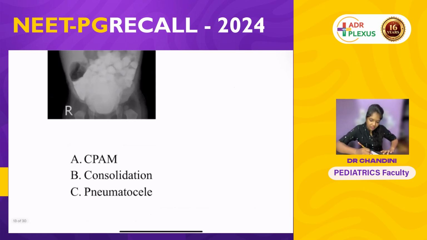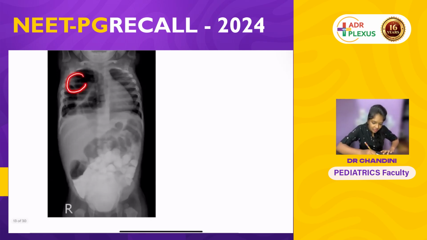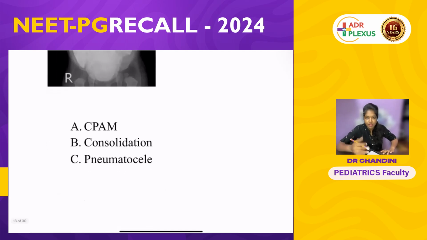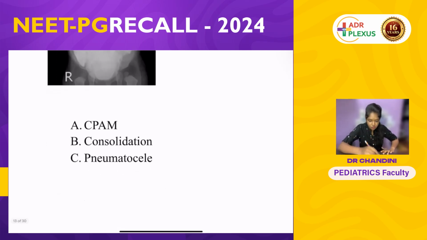The options were CPAM, consolidation, pneumatocele. This is not pneumatocele. Pneumatocele will be like a single cystic cavity. It is not going to have multiple air fluid levels, mediastinal shift and all. And they are going to have infection, not multiple episodes. So pneumatocele is ruled out. It is not consolidation because consolidation is a homogeneous opacity. You're not going to have mediastinal shift. So consolidation is also ruled out.